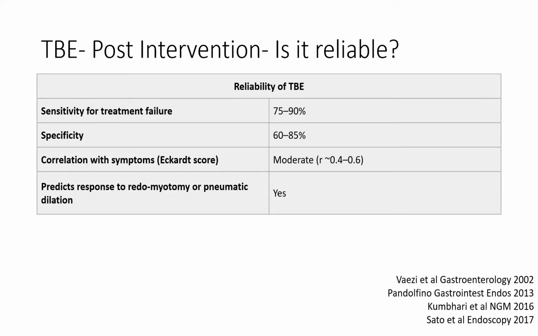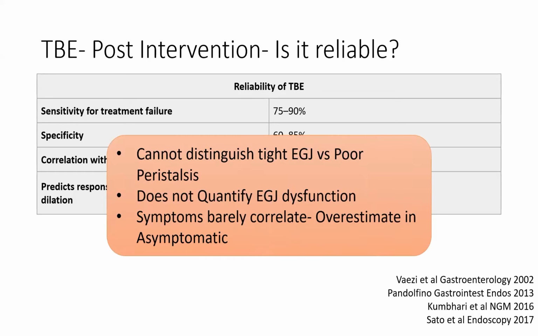But what is the problem? Why do we need something more? The question is of reliability. The sensitivity is around 75-90%, but the specificity is much less. And what are the questions that we need to answer in a failure patient? We need to look into whether it's an EGJ problem versus poor peristalsis, which a timed barium cannot differentiate. We need to quantify how much EGJ dysfunction is there, if it's a tight EGJ, which again TBE cannot quantify. Symptoms do not correlate well.